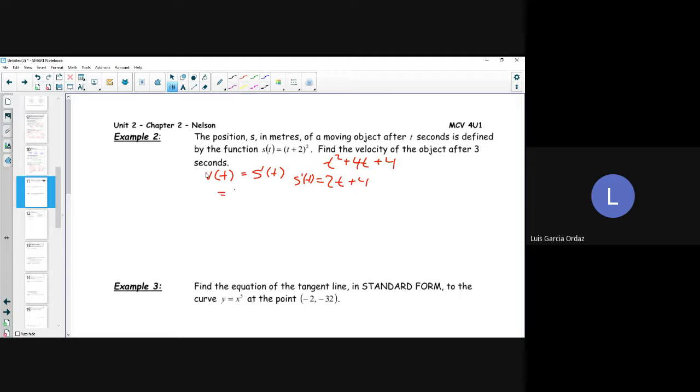So I can just write that over here. And because I'm finding the velocity at 3 seconds, I have to sub in 3 for t. So v at 3 is equal to 2 times 3 plus 4, which is equal to 6 plus 4, which gives me a velocity of 10 meters per second.